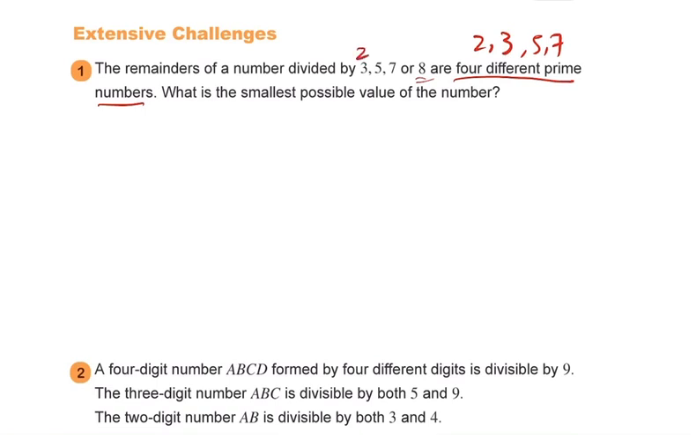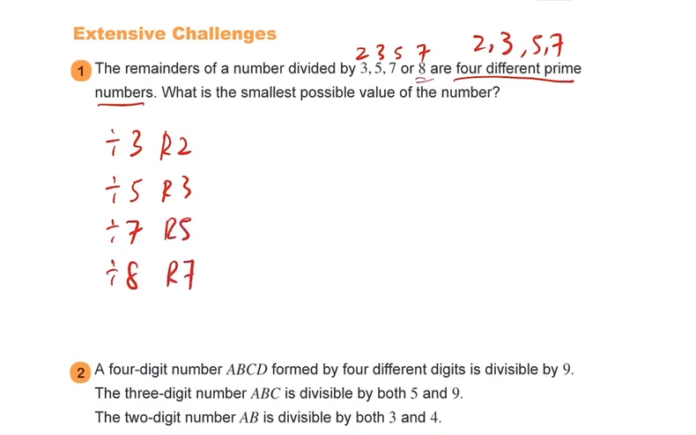Of course, it means that when divided by 3, the number is going to have a remainder of 2. When divided by 5, a remainder of 3. When divided by 7, a remainder of 5. When divided by 8, a remainder of 7.